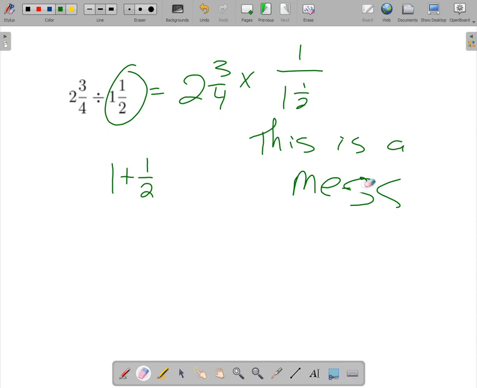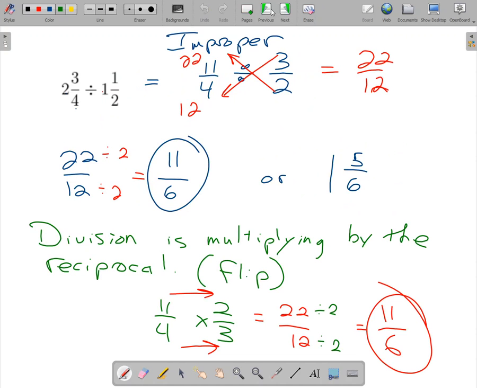Because it's just way easier to just make them improper. So whether you're adding, subtracting, multiplying, or dividing, if you have mixed numbers, make them improper, then do the calculation. That is way easier all the time. And sometimes it's just impossible to do it otherwise. All right, let's try another one.